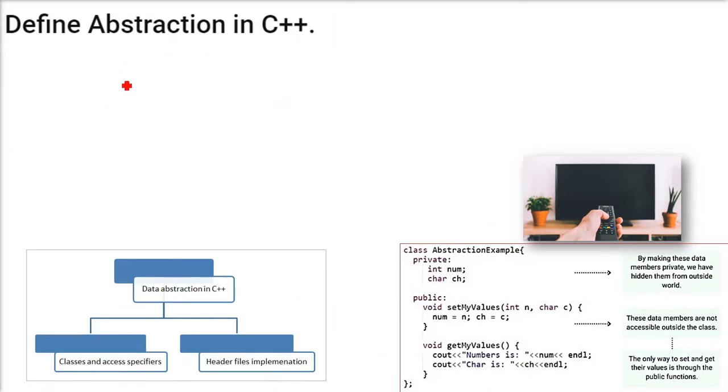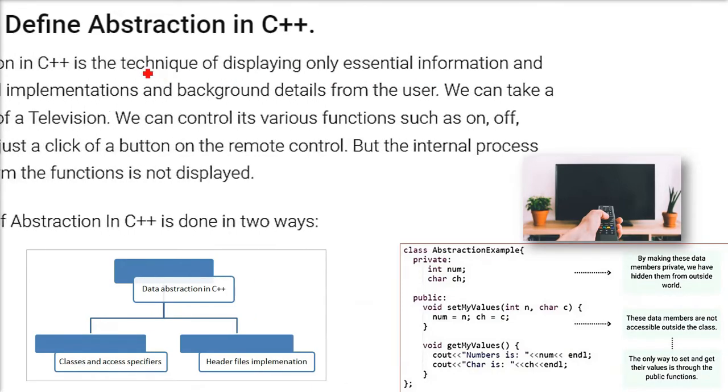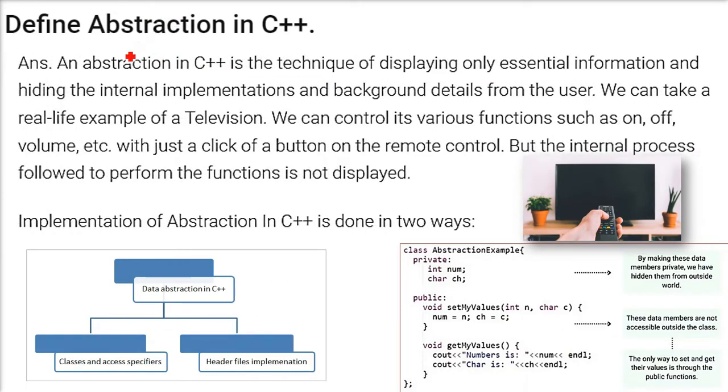Define abstraction in C++. So abstraction is all about showing the details or hiding the details. How much detail you want to be shown to the user or end user.